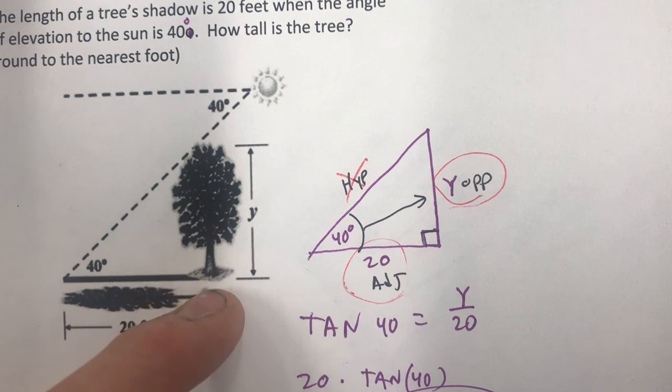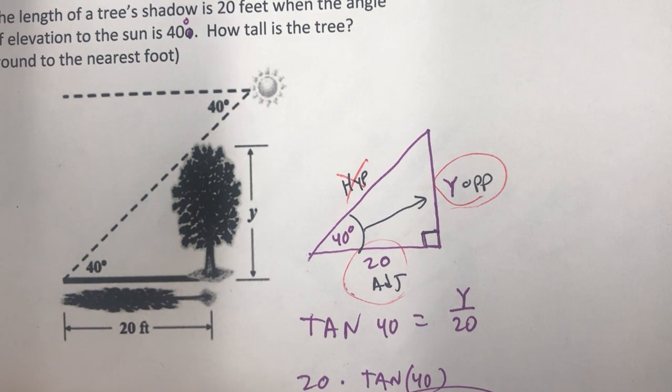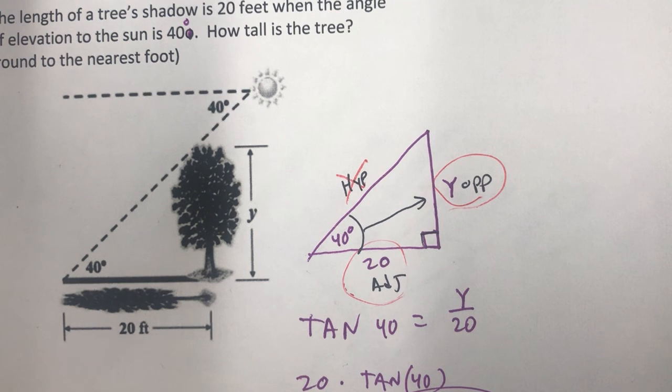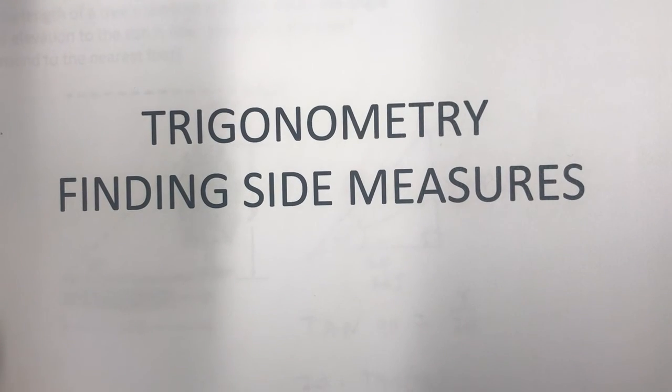It's good to be able to do this because, like, if you're going to timber some trees down and you're looking at trees, is this going to be a tall enough tree to timber? These guys do these calculations. Anyway, that's trigonometry, finding side measures.